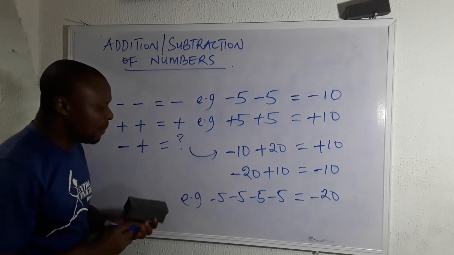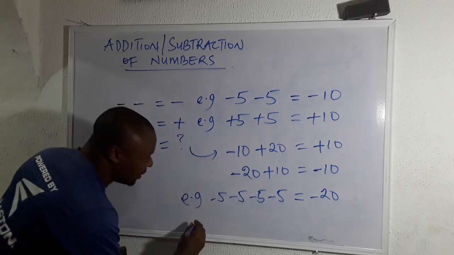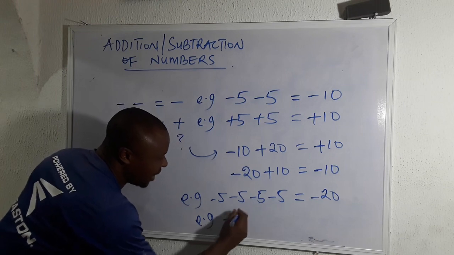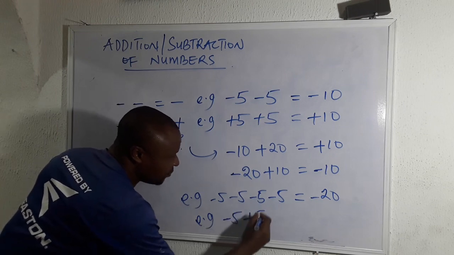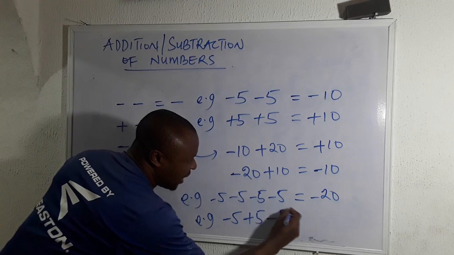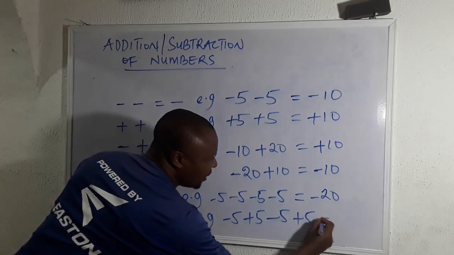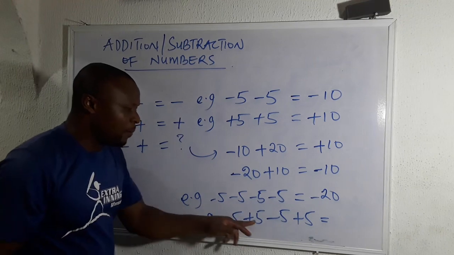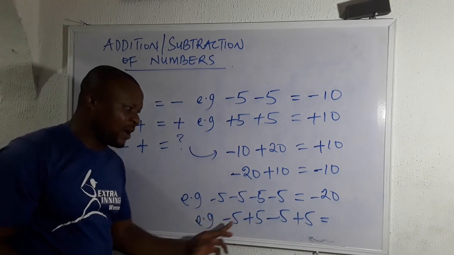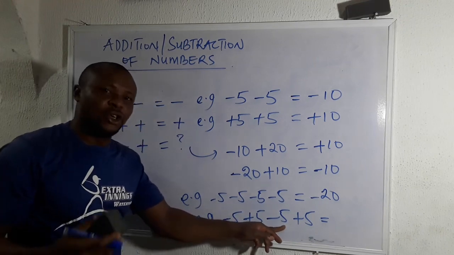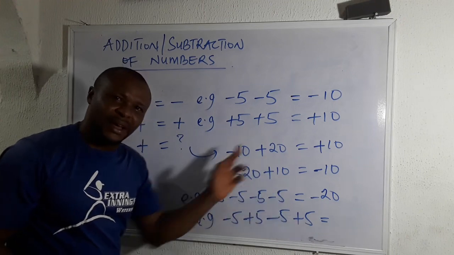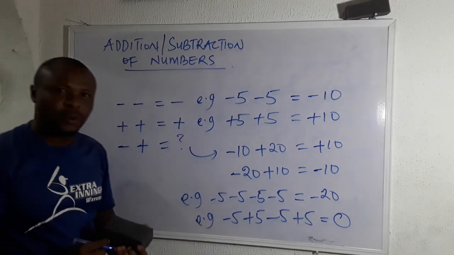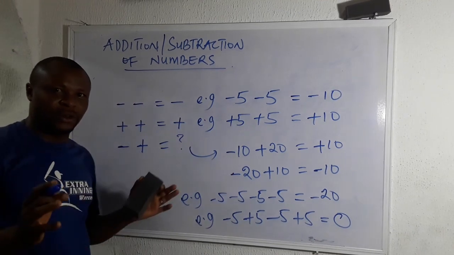Another example will be, if we have something like minus 5 plus 5 minus 5 plus 5. What will this be? Minus 5, you owe 5, plus 5 cancels minus 5. Minus 5 again means you owe 5, plus 5 cancels that minus 5. So altogether, all you have here is 0. I hope it is understood.